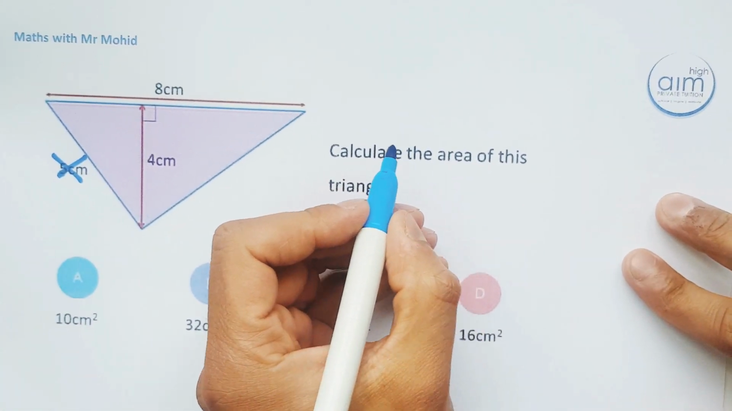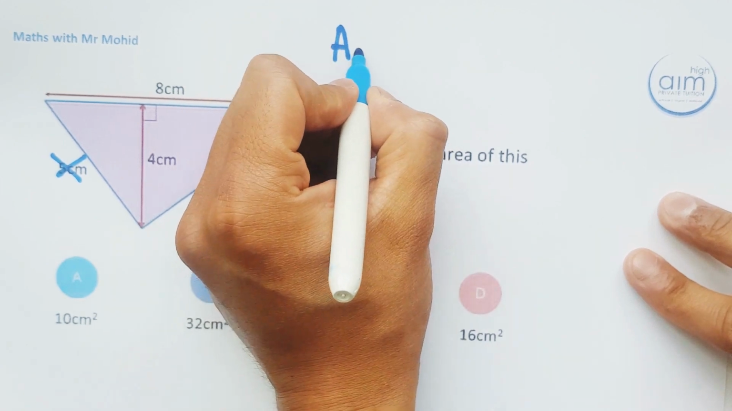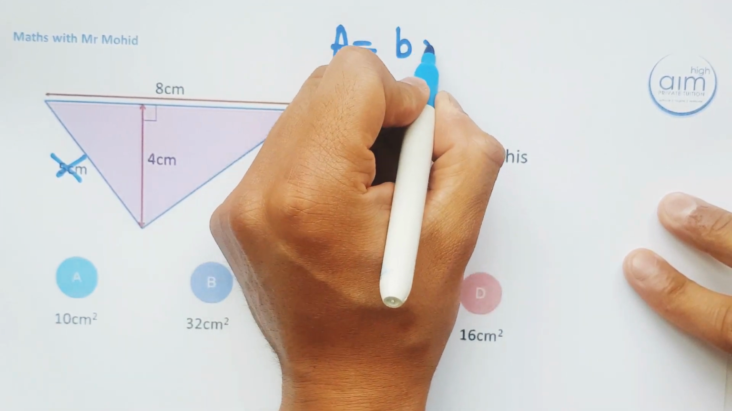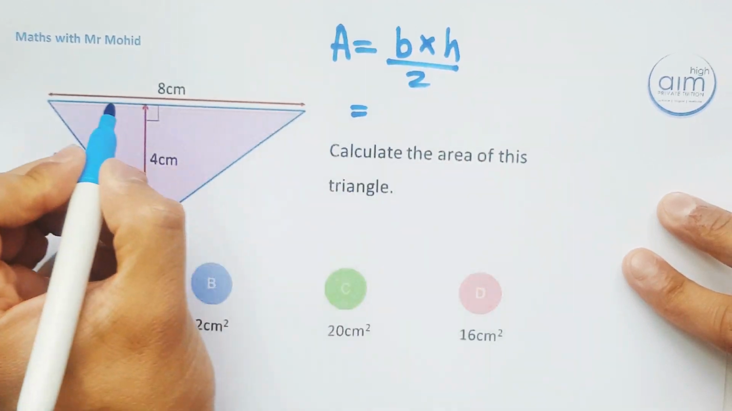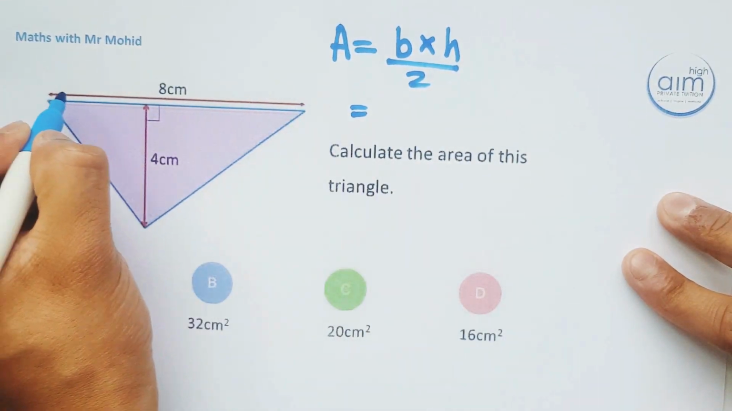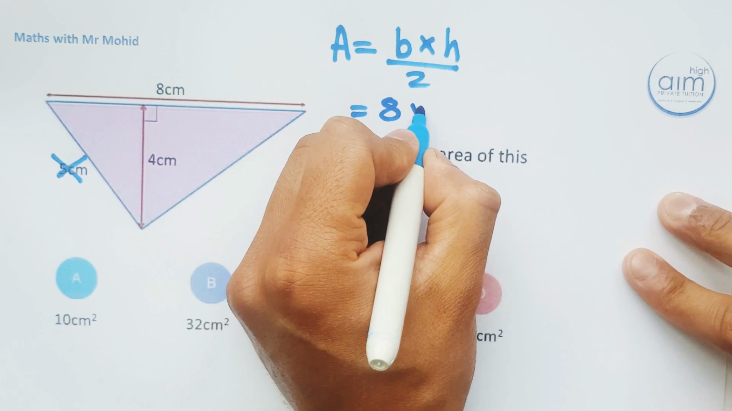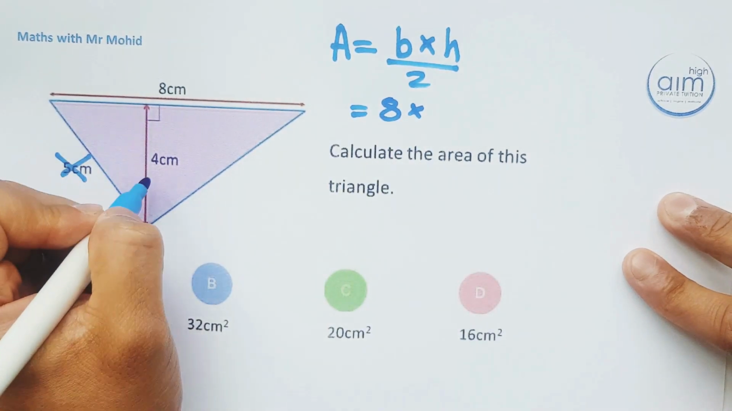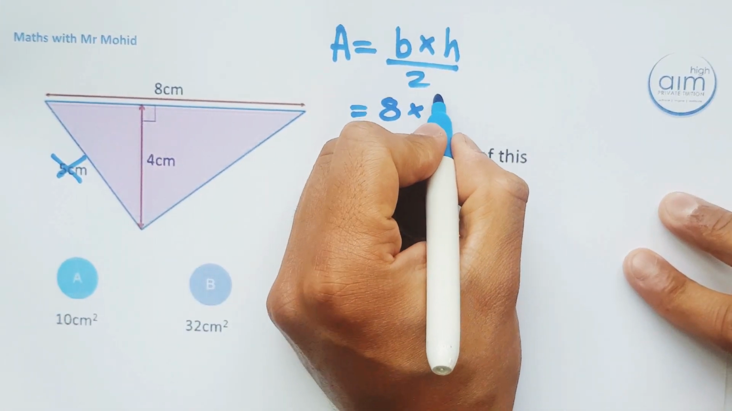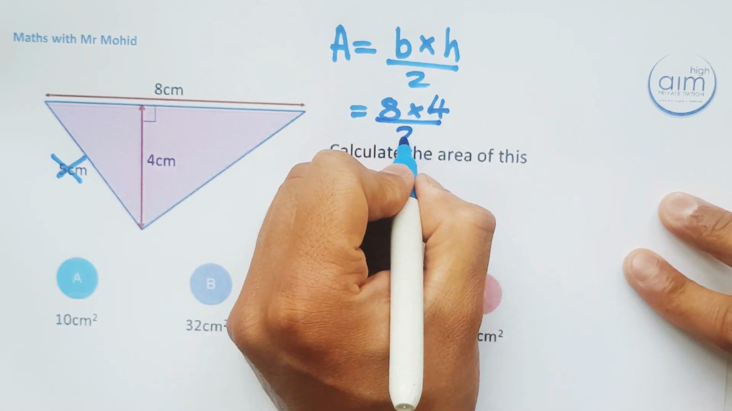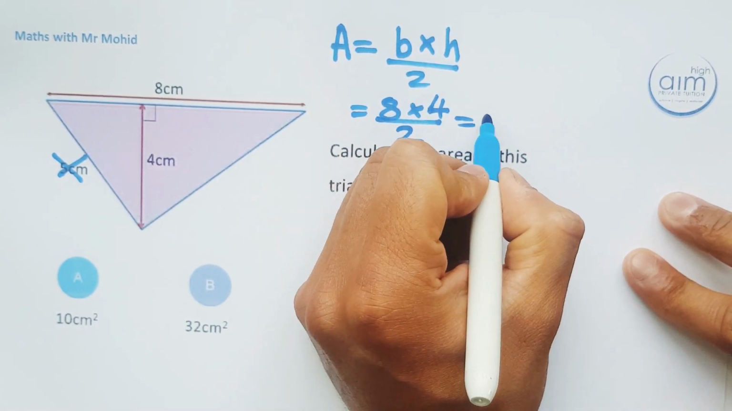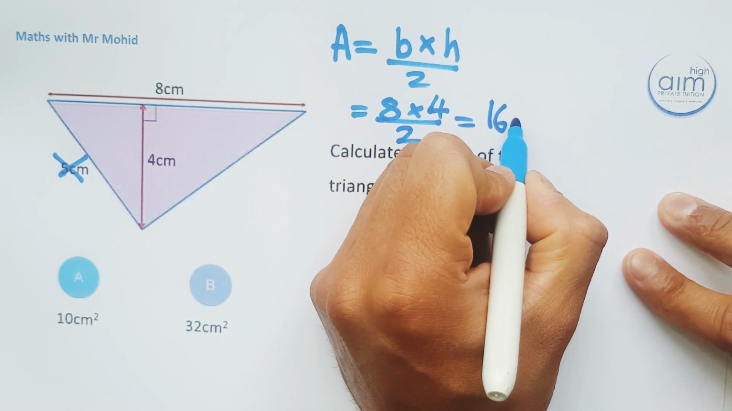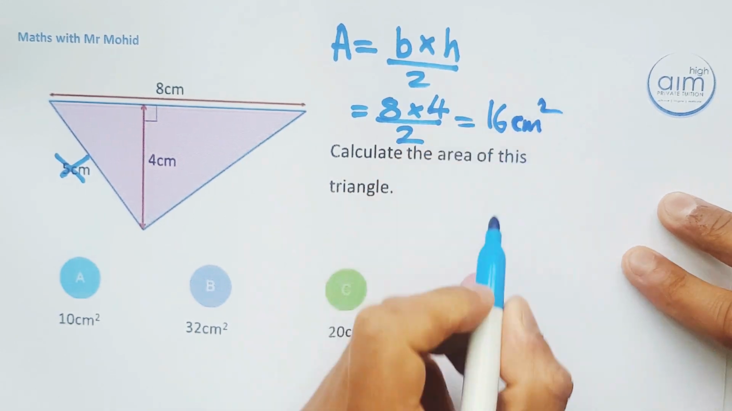So you start off by writing the formula. Area is the base times the height, divided by 2. The base is 8 multiplied by the vertical height, or the perpendicular height, whatever you want to call it, which is 4, and then you're going to halve your answer. 8 times 4 is 32, and 32 divided by 2 is 16, and don't forget the units: 16 centimeters squared.